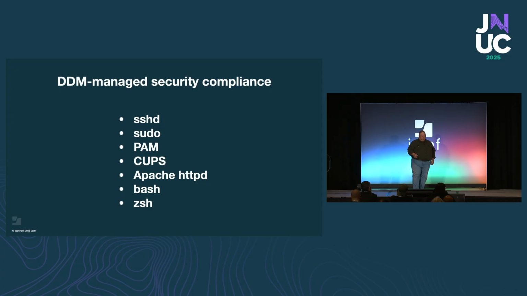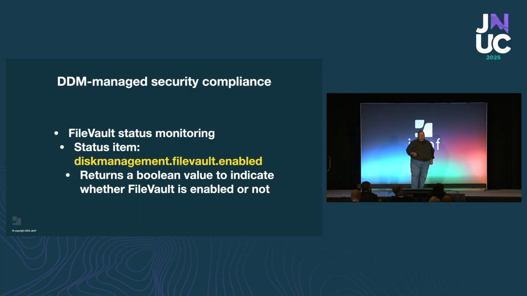So on macOS Sonoma and later, DDM configurations can be used to specify sets of tamper-resistant system configuration files for different system services on macOS. In their session at WWDC 2023, Apple mentioned that the built-in services listed on the screen could be managed that way, and that remains the current list as of macOS Tahoe. So DDM also provides improved FileVault status monitoring with a status item which will return true or false Boolean values.